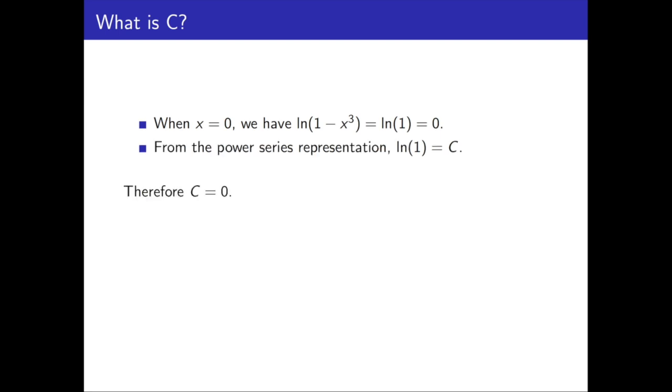And the power series representation, we said the sum disappears to 0, so we're just left with the constant. So if the natural logarithm of 1 is equal to c and equal to 0, then that means c is equal to 0. So our series representation is now just the sum from n equals 0 to infinity of negative x to the power 3n plus 3 over n plus 1. Now all that's left is to check the endpoints.